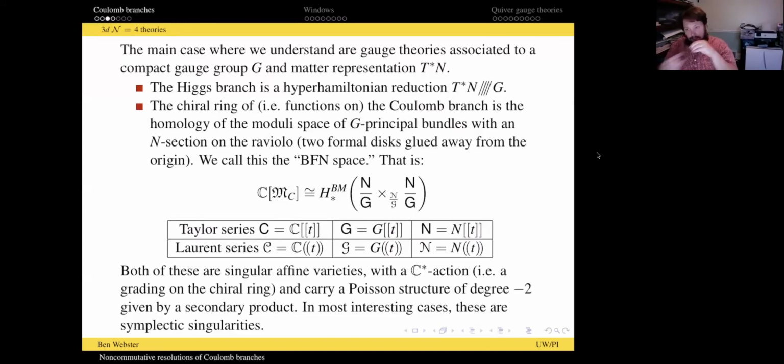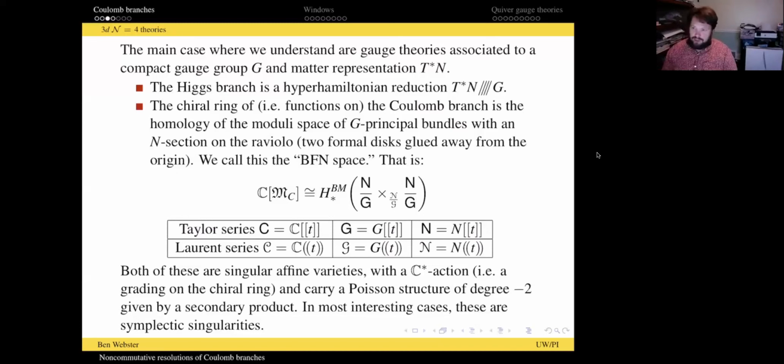If I do that on a punctured disk, I just replace everything with Laurent series. So I look at Laurent series in N, modulo Laurent series in G. And I can think of this raviolo as a fiber product. I look at two copies of the moduli on the disks, and requiring my principal bundles to glue into a principal bundle on the raviolo is saying, well, I map down to the principal bundles on a punctured disk, and I take the fiber product.